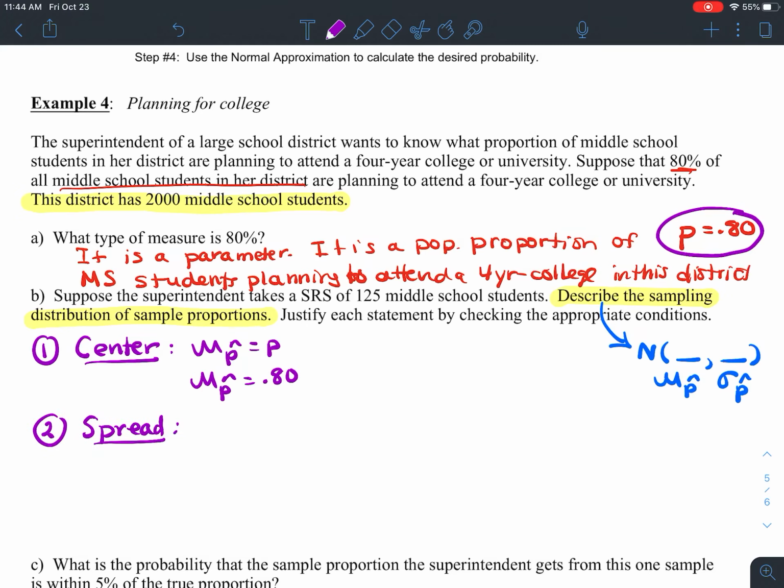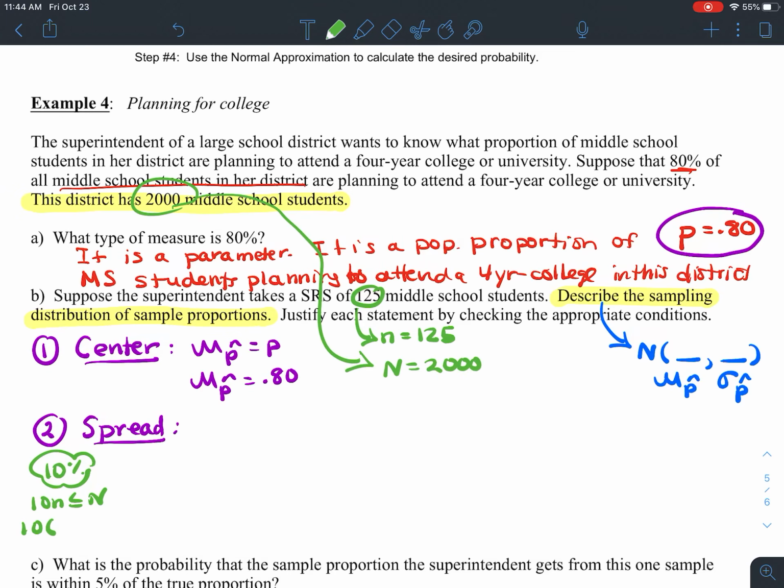Okay. Number two, for our spread, we have to first show that the 10% condition has been met. So I'm just going to show that here off to the side, 10% condition. Okay, now 10 times, keep in mind the sample size, 125 is the sample size. The population size is the 2,000. So that's helpful for me to know that there are 2,000 middle school students total here. So I need to make sure that if I'm taking a sample size of 125, because I'm not going to be replacing them in between, that I'm not taking out too much of a chunk that's going to affect that independence. Okay, and so this looks good.